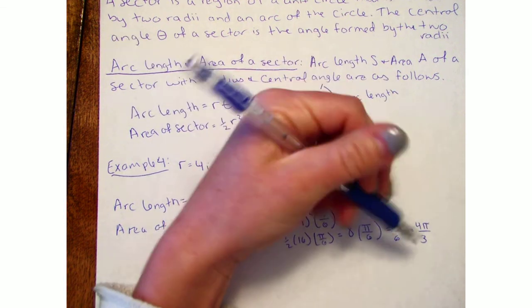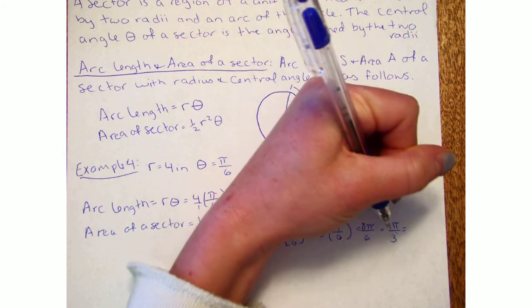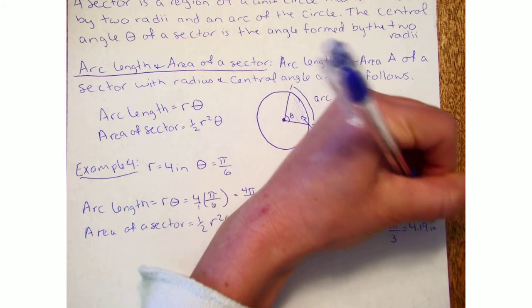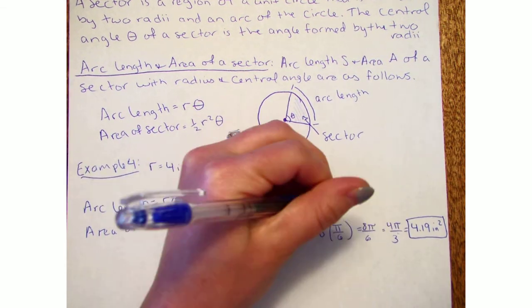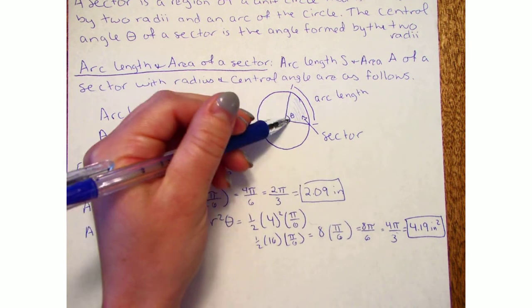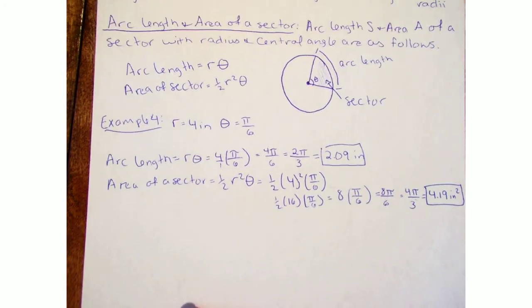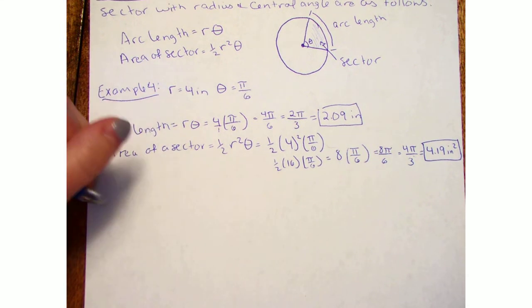So sometimes they'll ask for the answer with the pi in there. If you put that into your calculator, you get 4.19 inches squared. Remember, you're finding area, so it's always going to be inches squared there. So your arc length is 2.09, and your area of a sector is 4.19. All right, so that's really all that it is. We're going to run through one more.